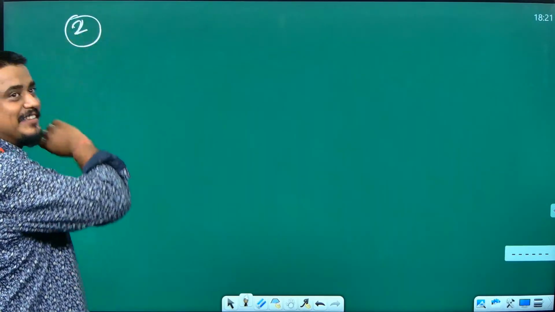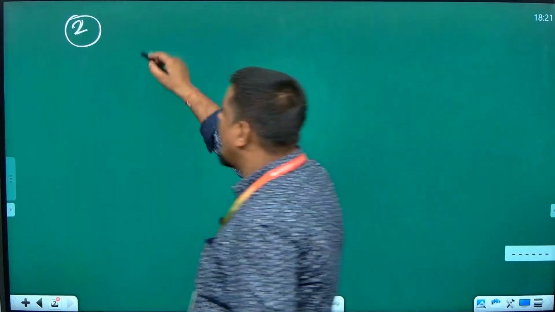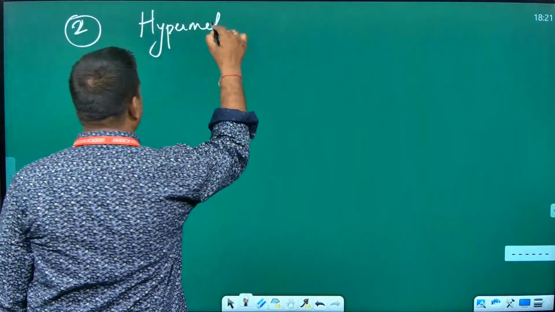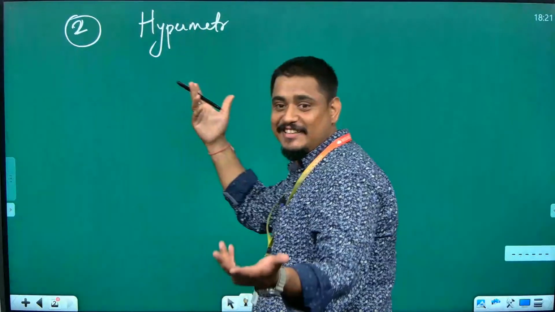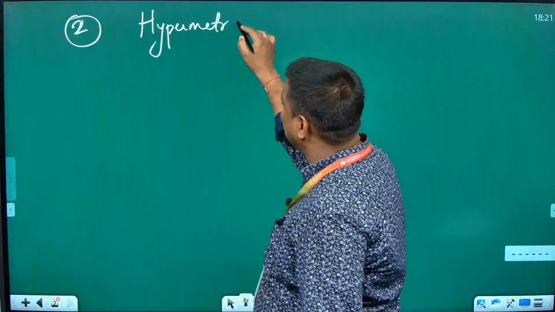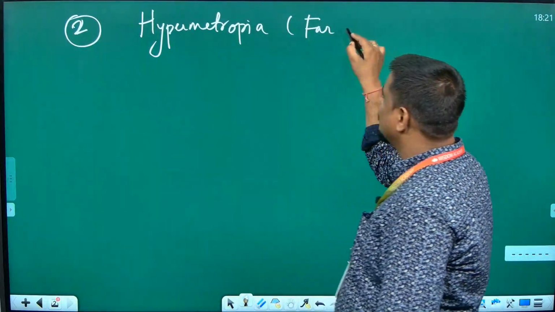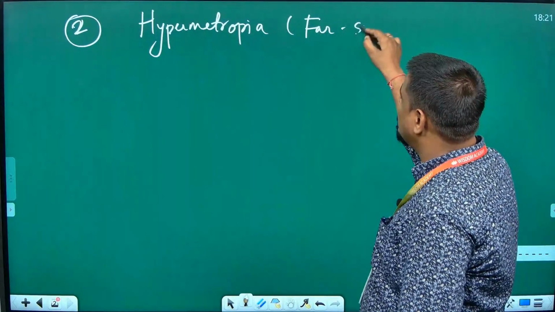Too much, yaar. Second defect. Hypermetropia. All of you give the heading as hypermetropia, also called as far-sightedness or long-sightedness, whatever you want to say.